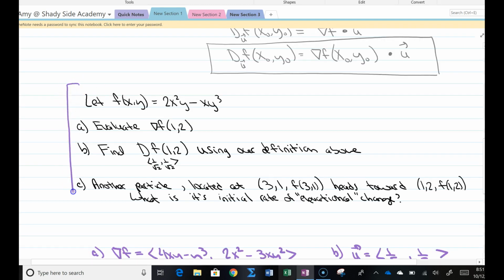Here's a pretty introductory question now that we have this new definition. Let f of x, y be this surface here. Part A: evaluate del f at 1, 2, which just means evaluate the gradient vector at 1, 2. Part B: find the directional derivative, using our definition above, in the direction of vector u here. Part C: a particle located at 3, 1, f of 3, 1 heads toward 1, 2, f of 1, 2. What is the initial rate of elevational change?